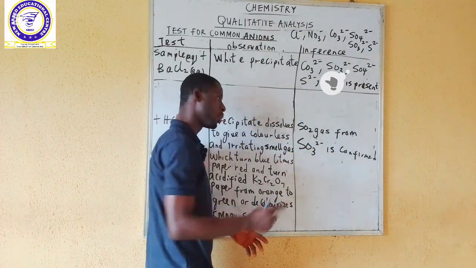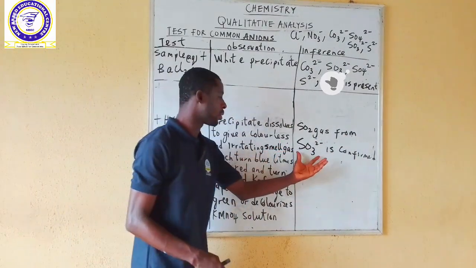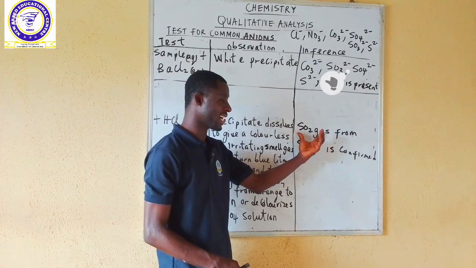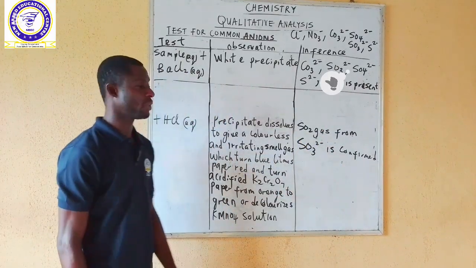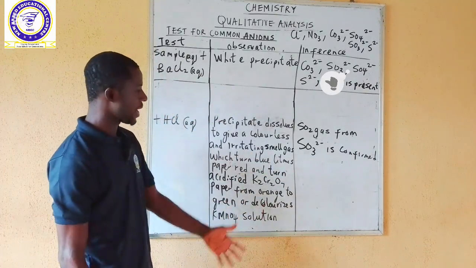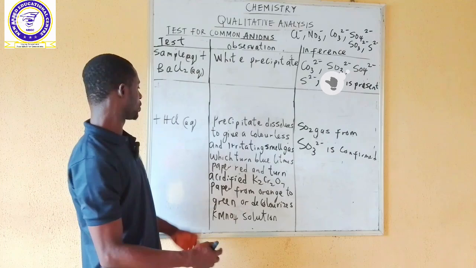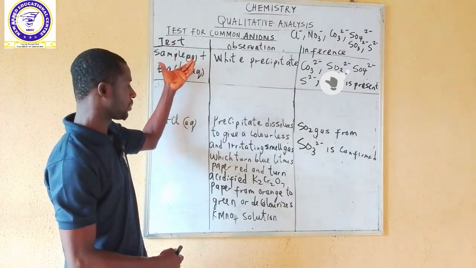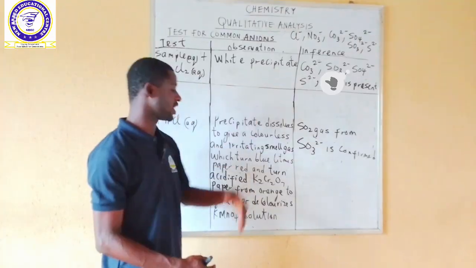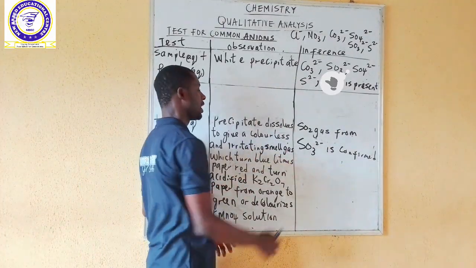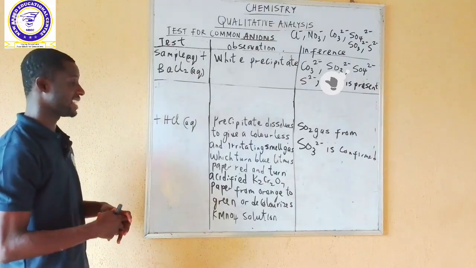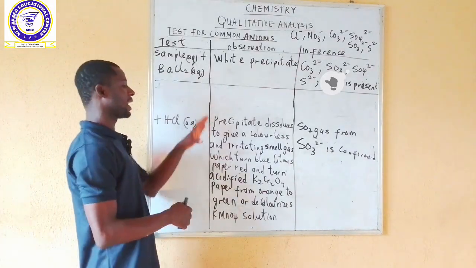So the way we confirm SO3 2- is to look out for the gas that is coming out from it. The way we test for SO3 2- is to add HCl to this test sample, and if our observation is that a gas is coming out, it can only come out from SO3 2-. So that's how we test for SO3 2- in a chemical sample, and this will be our observation.